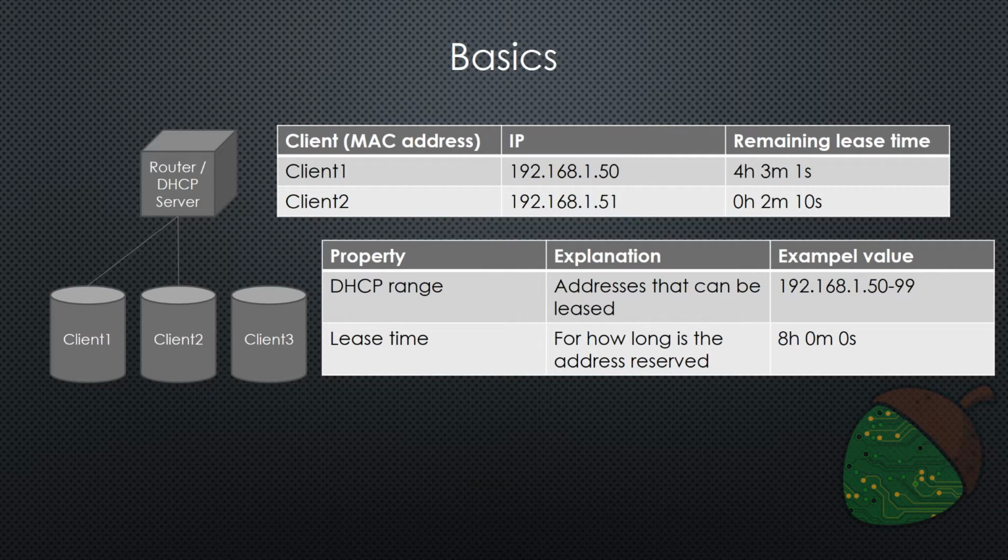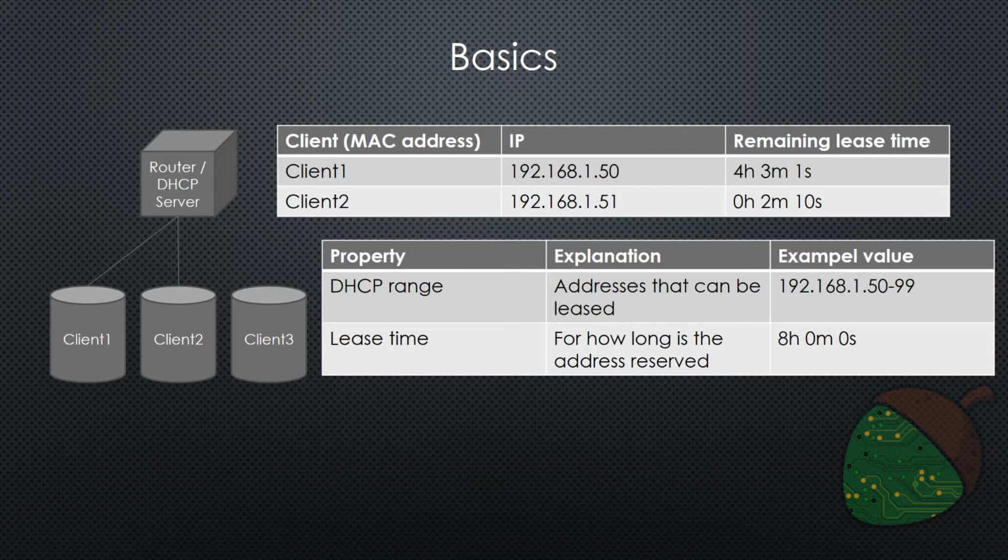The DHCP server has a table containing the clients' MAC addresses, which is of course unique to every client. That's tied in with the IP address that has been assigned by the DHCP server. And you have the lease time. The remaining lease time is how long it will take before the clients need to renegotiate the IP address.